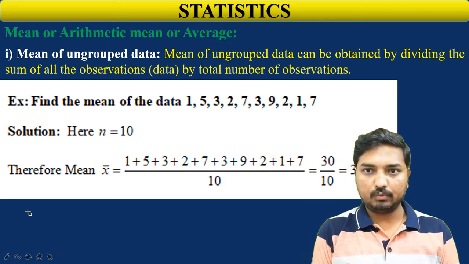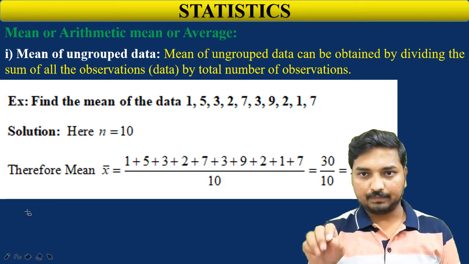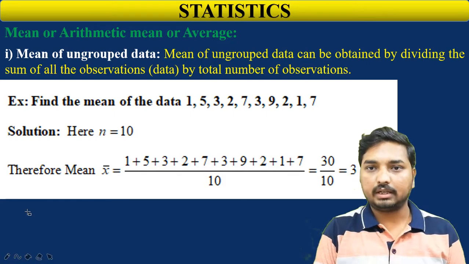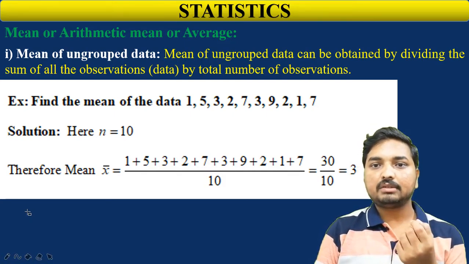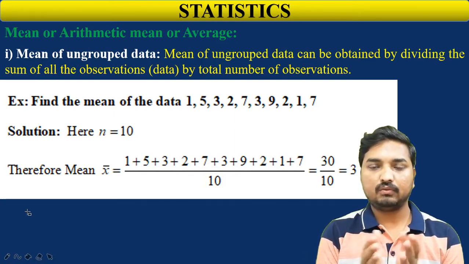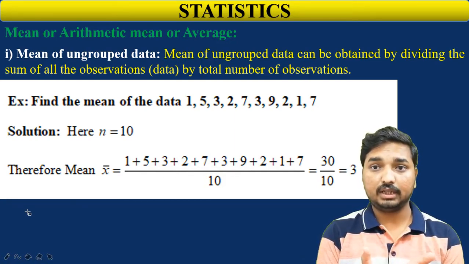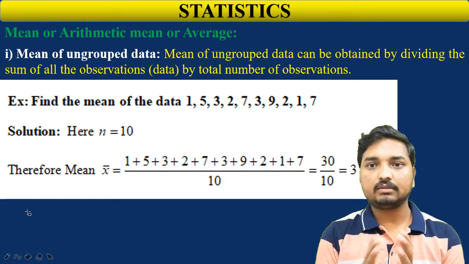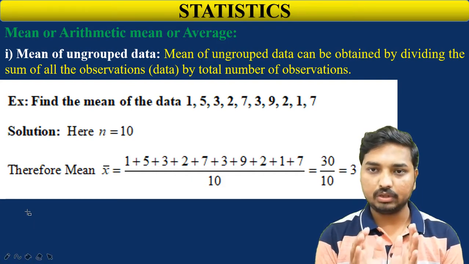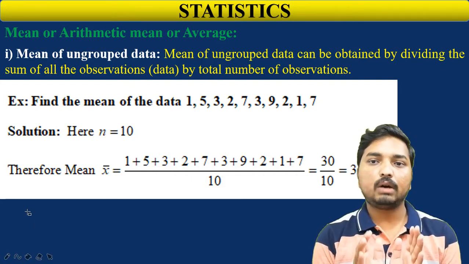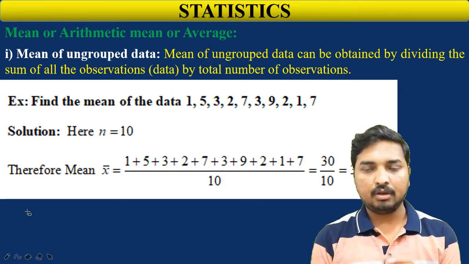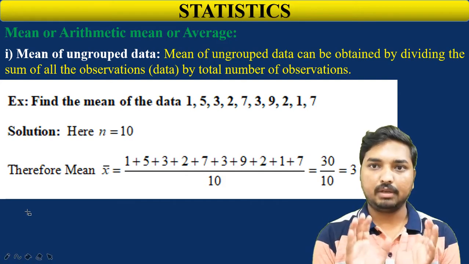Here it is not grouped data because there is no frequency. Remember, no frequency means it is ungrouped data. Grouped data means there must be a frequency. Since there is no grouping of the data, it is called ungrouped data, and this is the way to find the mean of ungrouped data. Remember this one. I have given only one question for you. If any question appears in the examination, follow the same procedure and you will get the mean of the data.